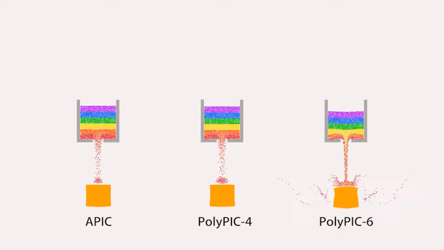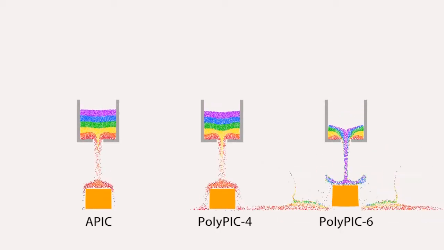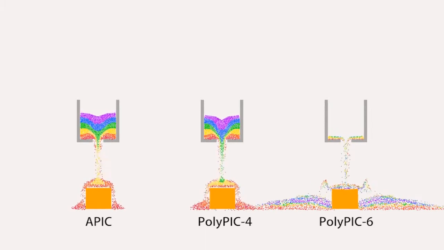In this example, we show a simulation of a rainbow of sand falling on the jello. PolyPIC allows us to use different numbers of modes to get different dynamics. See how sand falls down much faster and bounces off the jello more energetically using PolyPIC with more modes.